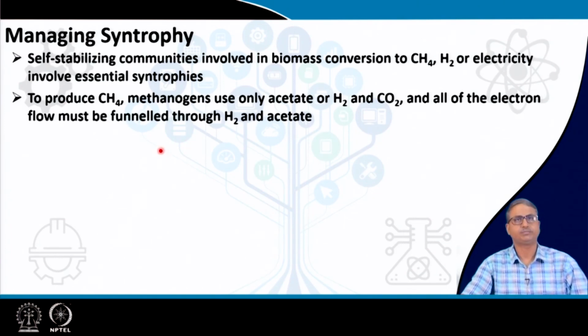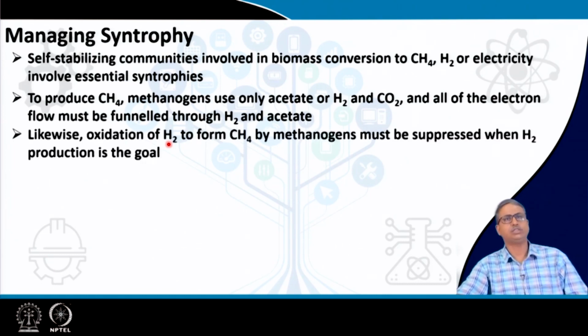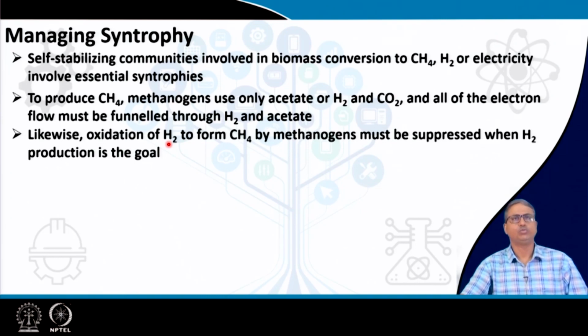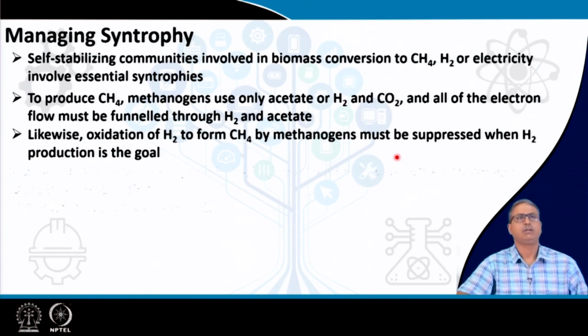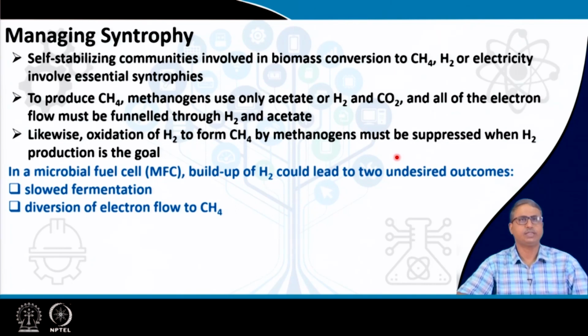To produce methane, methanogens use only acetate or hydrogen and carbon dioxide, and all of the electrons must be funneled through hydrogen and acetate. Likewise, the oxidation of hydrogen to form methane by methanogens must be suppressed when hydrogen production is the goal. In a microbial fuel cell, for example, build-up of hydrogen could lead to two undesired outcomes. One is the slowing down of the fermentation and diversion of electron flow to methane.